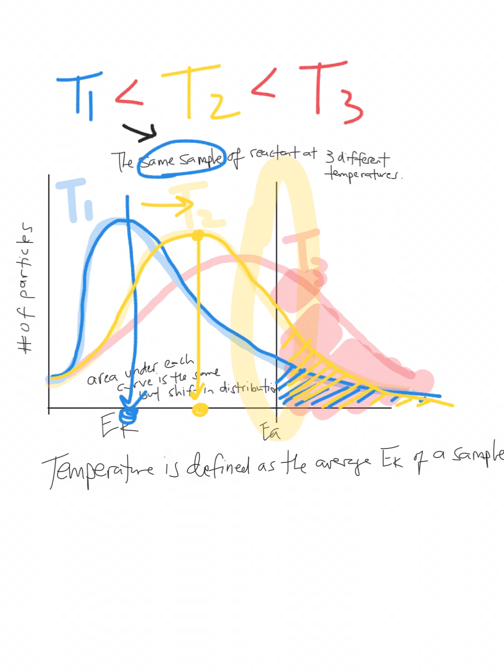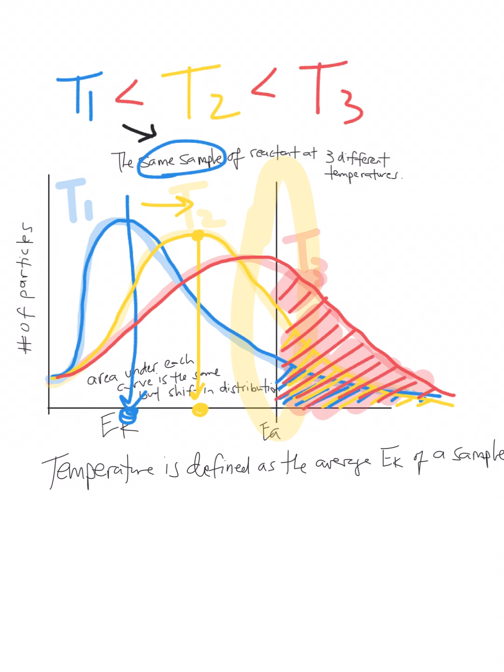If we then move to the warmest scenario, temperature 3, we can see that now a larger proportion of its molecules have kinetic energy beyond the activation energy, and so we expect this reaction to happen faster, like we expect with warmer reactions. We can also see that the average kinetic energy has shifted right over here, and so this would be the highest temperature of all 3 samples.